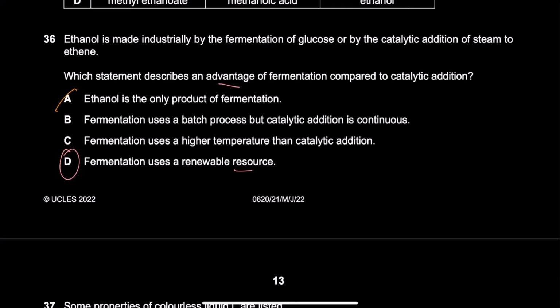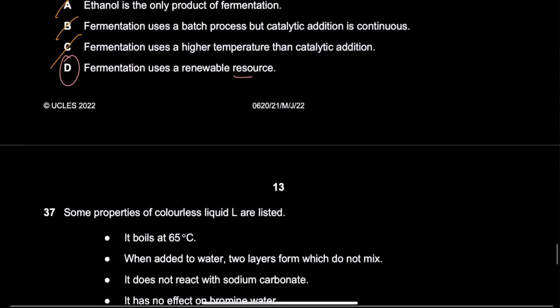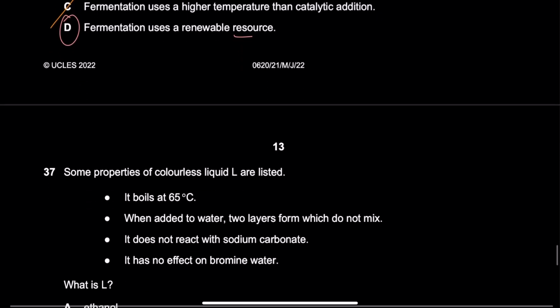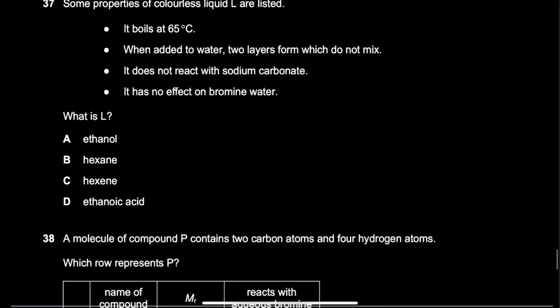Fermentation uses a batch process, but catalytic addition is continuous. That's a disadvantage, dude. It means fermentation happens step by step, right? So you take one batch, you do that. You take another batch, you do that. So it's time consuming. Catalytic addition is continuous. Do it, do it, do it. You keep bringing in the raw material and it keeps happening. So it's a continuous process, right? Fermentation uses a higher temperature than catalytic addition. That should be a disadvantage too. So C is also wrong, and that isn't the case, right? Yeah, it uses 20 to 35 degrees Celsius.